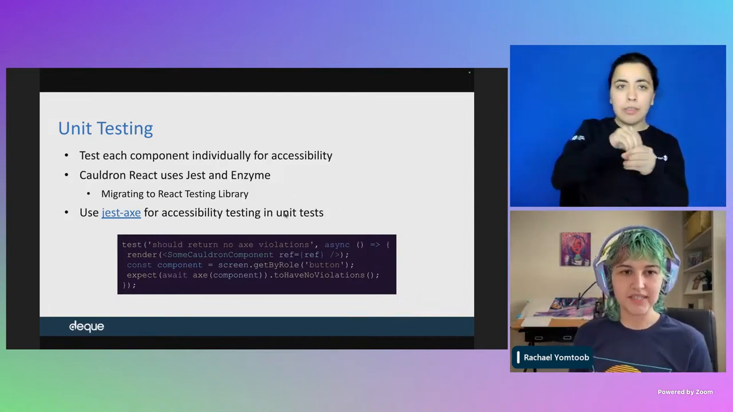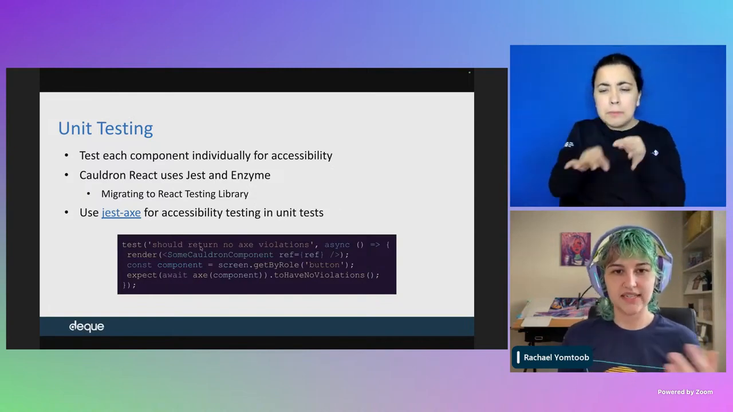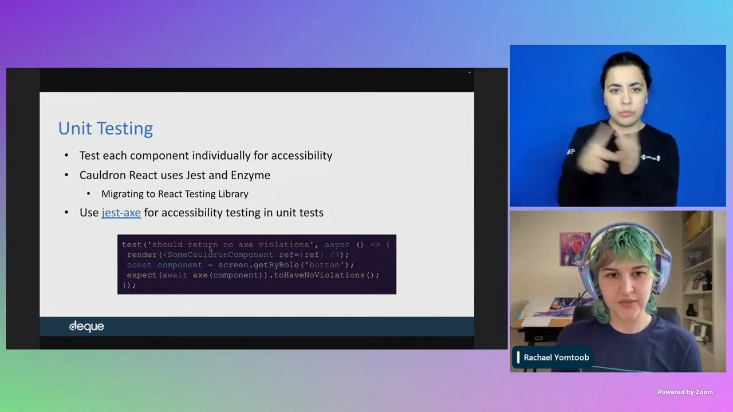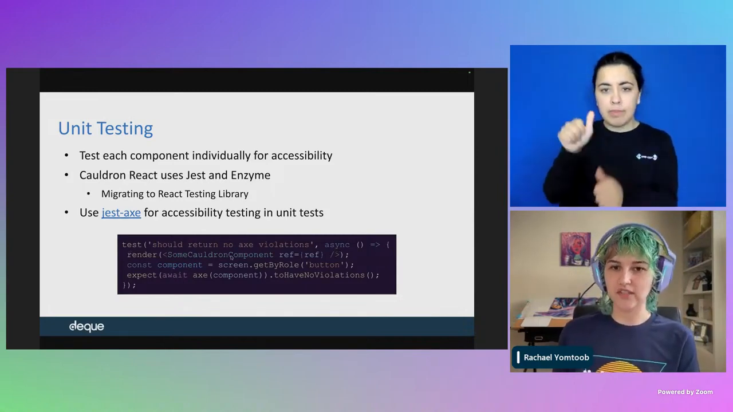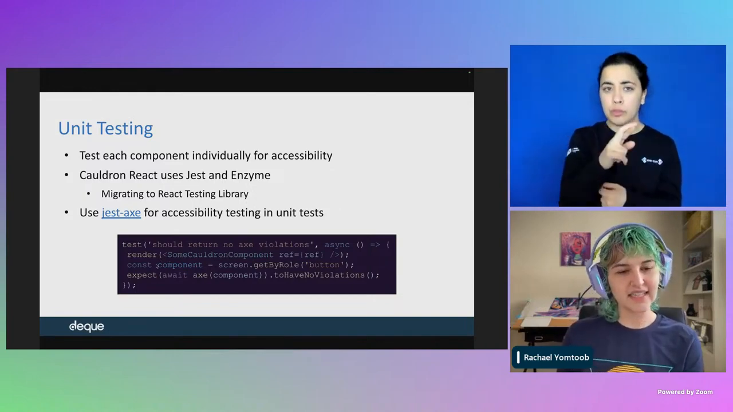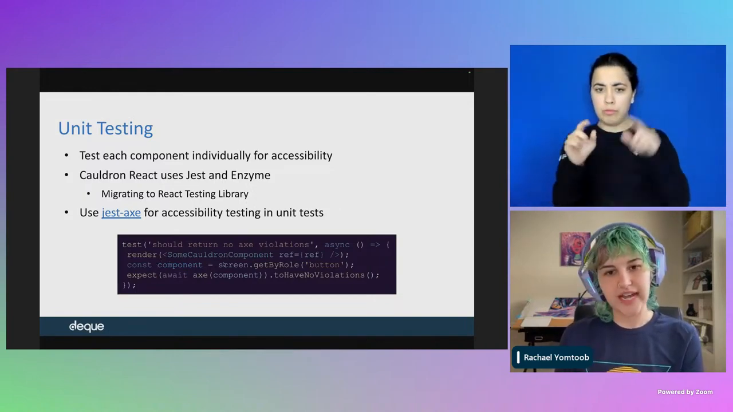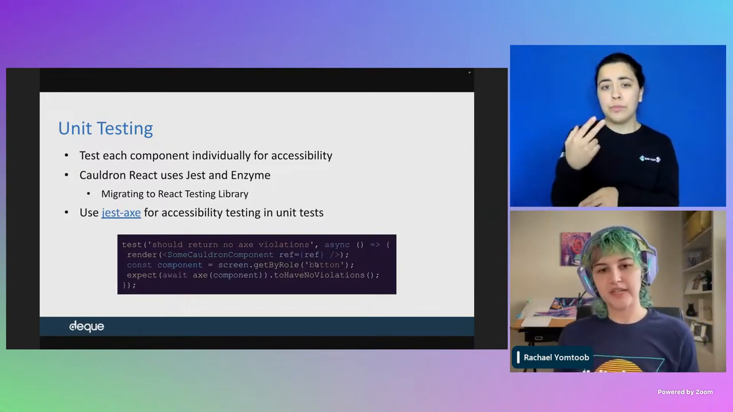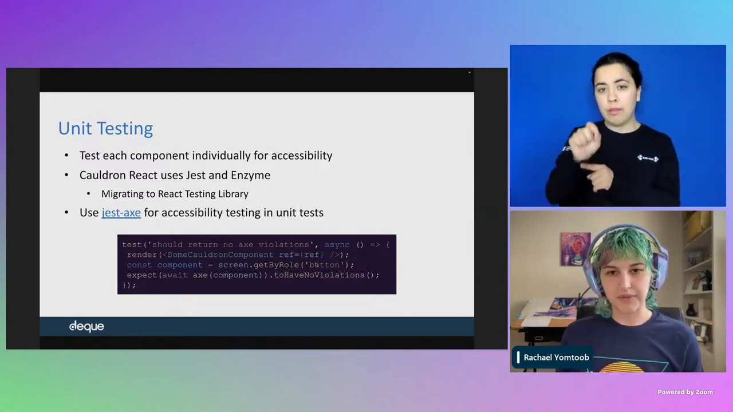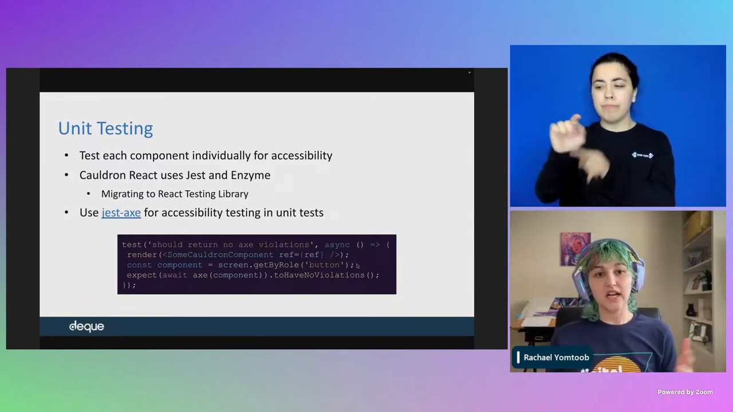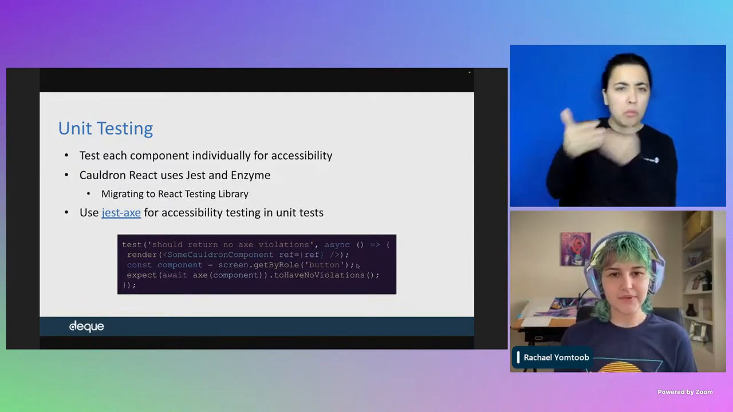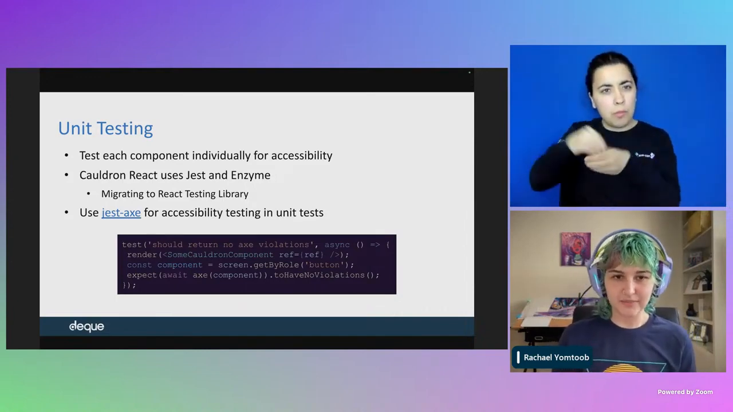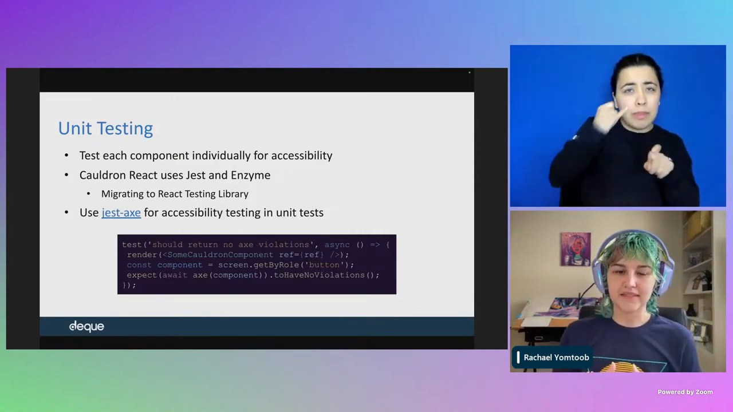So I have a code snippet here that is a test named "should return no axe violations." And then an async function definition where the first thing we do is render our Cauldron component. And then the second thing we do, in this case, we're using React Testing Library, so we use screen.getByRole('button'), but you would provide whatever role it is that the component you are testing is, which is actually a cool reason to use React Testing Library because it does help you think about those roles of your components a little bit more in your testing process.